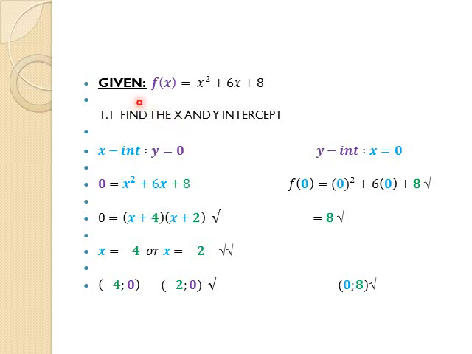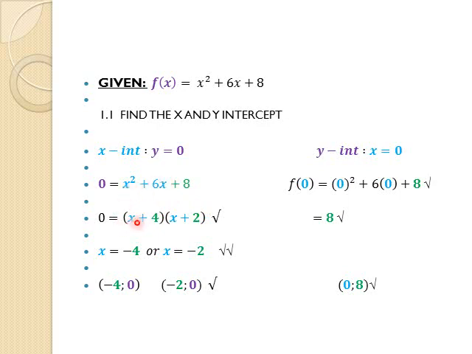Alright, so in problem number 2, given f of x equals x squared plus 6x plus 8, again we will first find the x and y-intercepts. And I say for the x-intercept, y equals 0 always, and for the y-intercept, x equals 0. So if I make y 0, I get 0 equals x squared plus 6x plus 8. Factors of 8 that add up to 6: 4 times 2 gives me 8, and 4 plus 2 gives me 6.